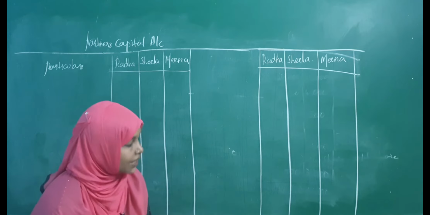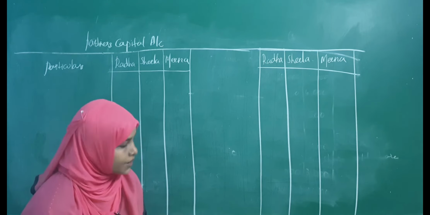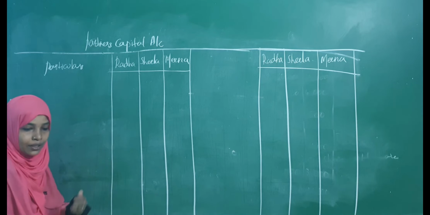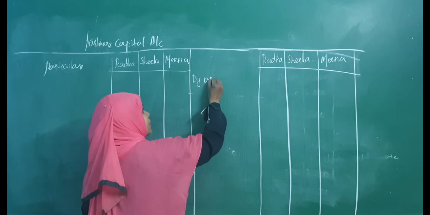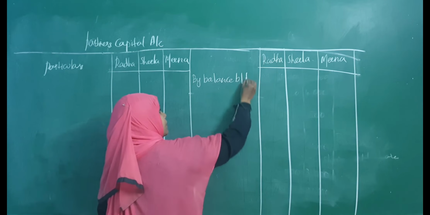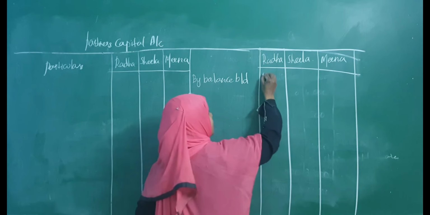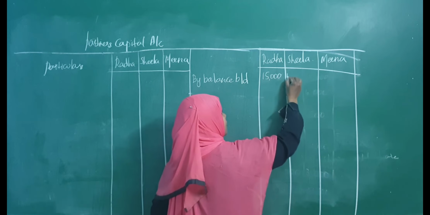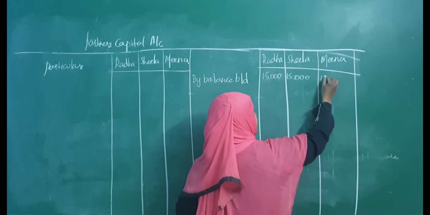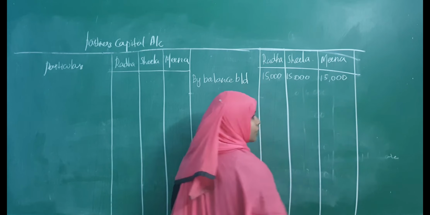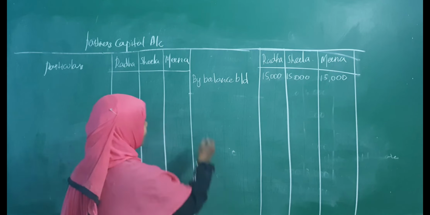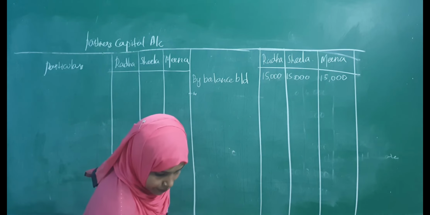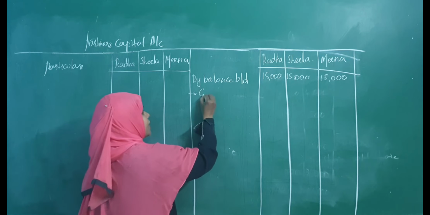Same. First transfer their capitals. How much they have given capitals in the balance sheet? Capitals Radha, Sheila and Meena, 15,000 each for each partner. Okay, by balance brought down, 15,000 each. Okay, then we have general reserve. Share the general reserve.